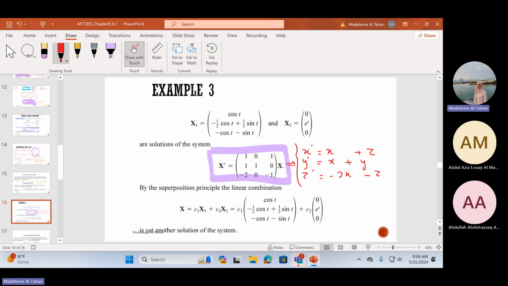It means that any linear combination of them is again a solution. So I will multiply C1 times the first vector plus C2 times the second vector. Okay? Is it clear, miss?